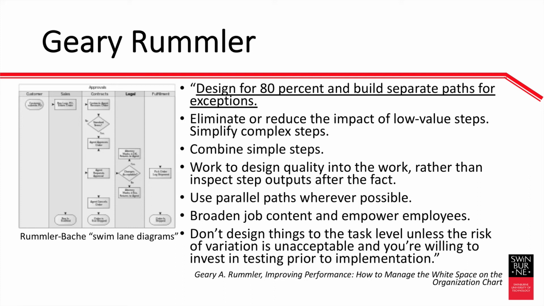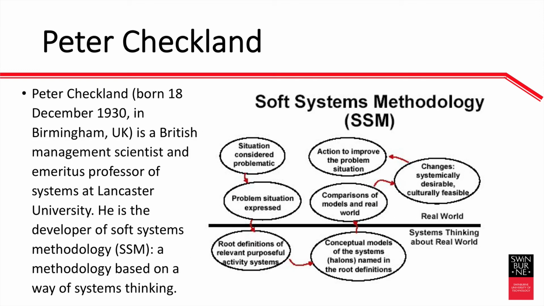The swim lane diagram is a great way of representing what you're doing, and it has a few simple rules. The most important one is that all business processes start and end with an external customer. If you draw your process diagram starting and ending with an external customer, you get a complete look at what's going on. And this is another Geary Rumler principle: you have to look at the entire process. You cannot optimize certain parts of the process.